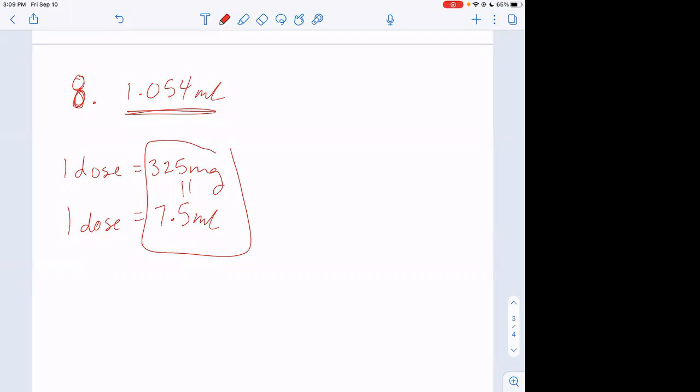I think I'm still kind of having a hard time understanding how those two things relate. So the 1.054, that is our margin of error in volume. We're trying to figure out what the margin of error in milligrams is. Milligrams of drug. Yeah.